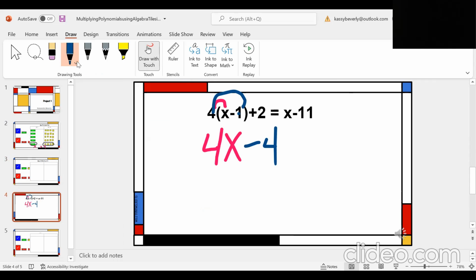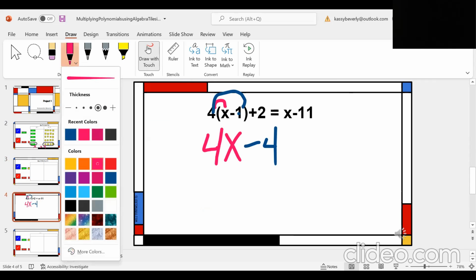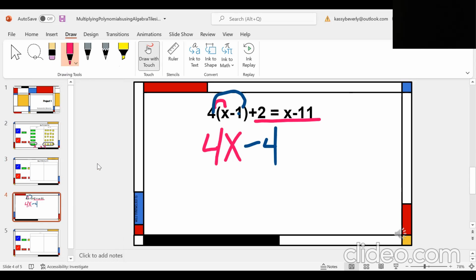Then we just bring over our remaining things that we have. So we're just going to bring all this down. So plus 2 equals x subtract 11. Okay. So now we have 4x subtract 4 plus 2 equals x subtract 11. Now we're going to combine our like terms. So negative 4 plus 2, they're on the same side of the equal sign. So we're going to go ahead and combine those.